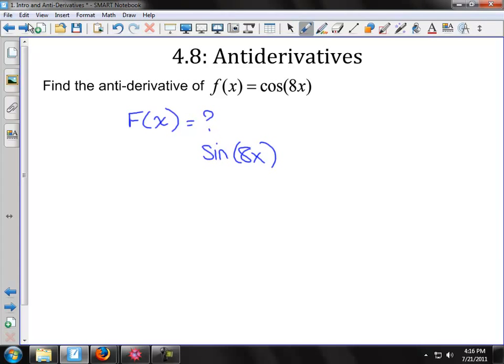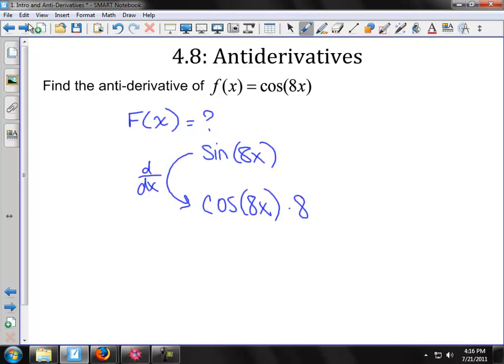We could check and see if we're right by taking the derivative of sine of 8x. If we took the derivative of sine of 8x, we'd get cosine of 8x. That looks good. Times 8 from the chain rule, right? We take the derivative of sine of 8x and get cosine of 8x times 8. Okay, so how do we fix that?